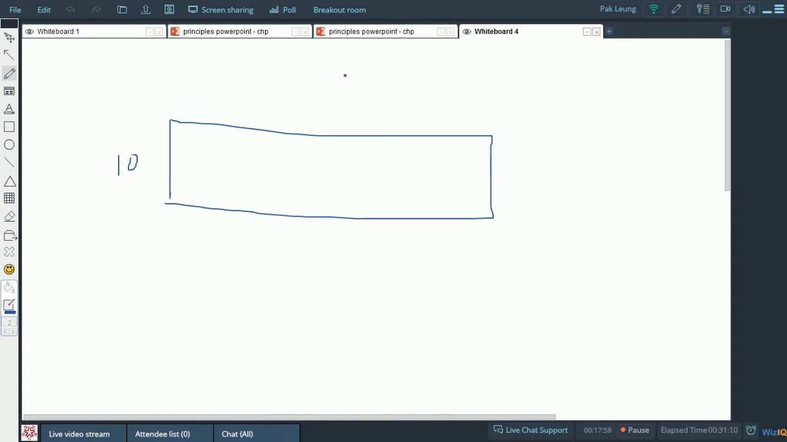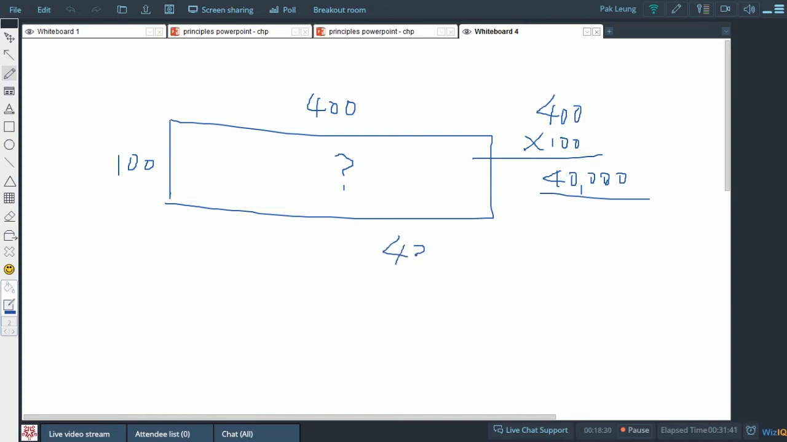I'm going to give you an example here. This is 100. This is 400. So what is the area here? 400 times 100, 40,000. It's very close to an acre. 很靠近一个英亩. So an acre is what? 43,560.